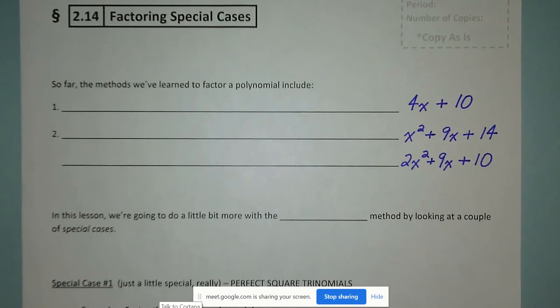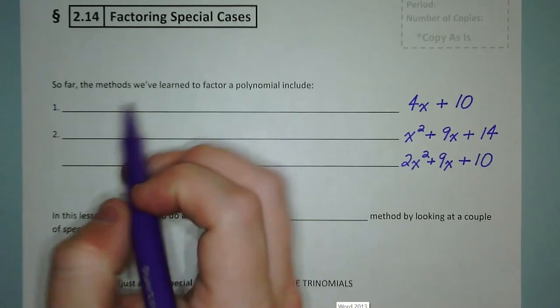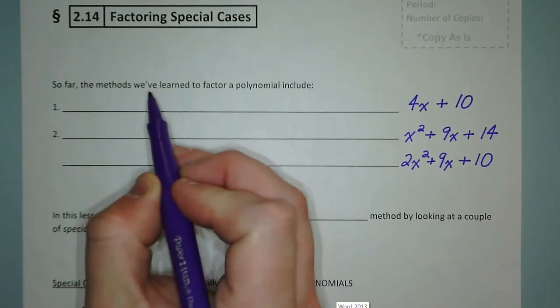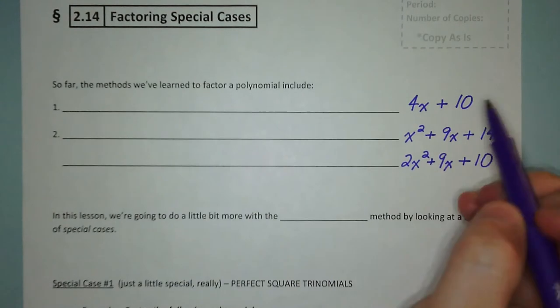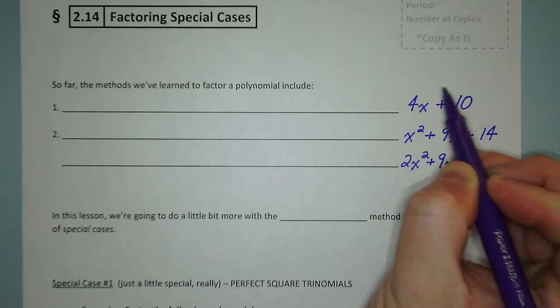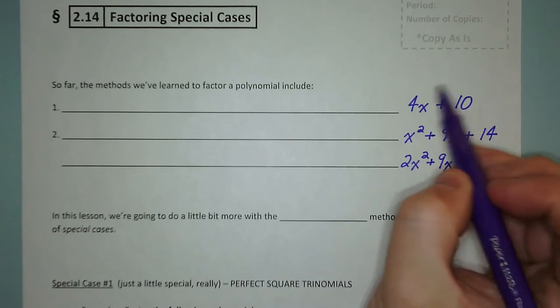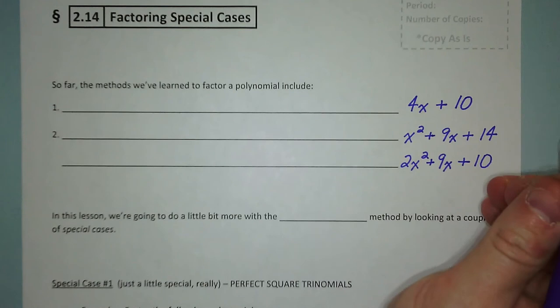So we are just trying to roll on through and figure out all these different ways of factoring. This handout starts off by saying, so far, the methods we've learned to factor a polynomial include what? So William, what method would we use on this 4x plus 10? If I said, let's factor this, what method would you apply?